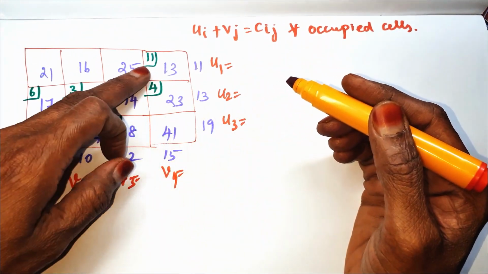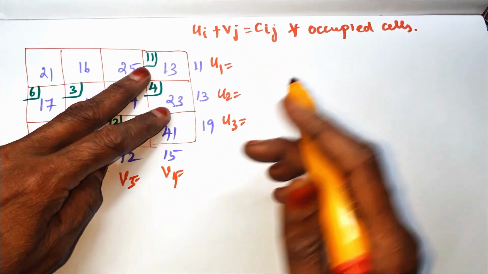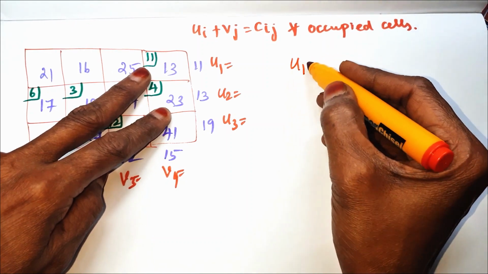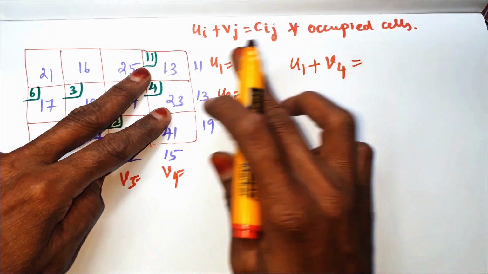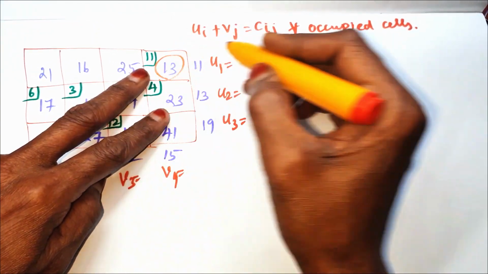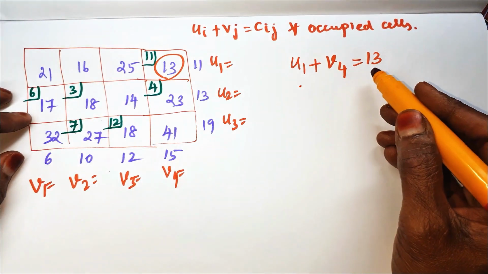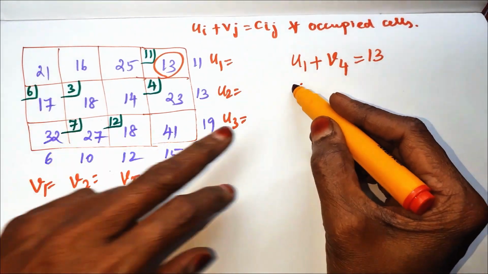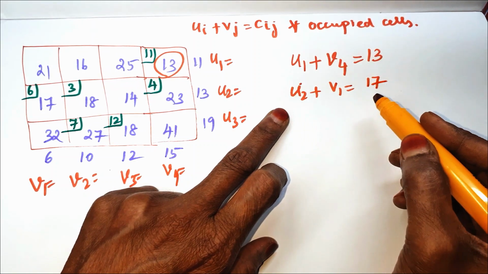For example, if I consider the first allocation, u1 and this is v4. So the equation I have is u1 plus v4 equal to ui plus vj equal to Cij. What is the cost here? 13. So equation number 1 is u1 plus v4 equal to 13. The second one is u2 v1, so u2 plus v1 equal to 17.